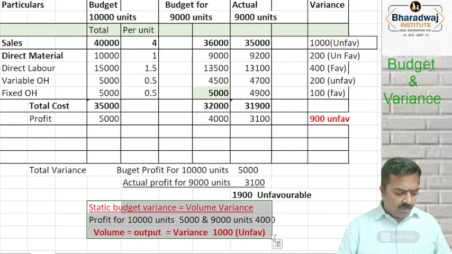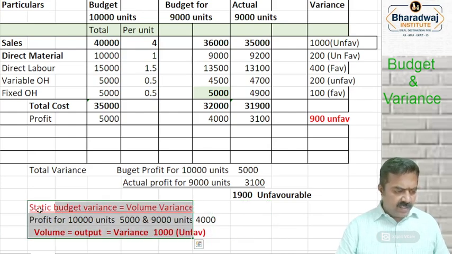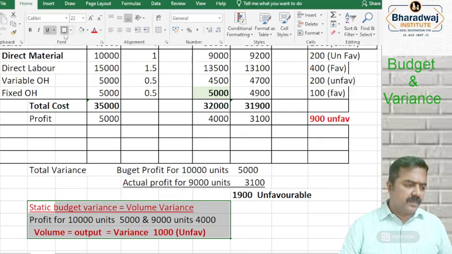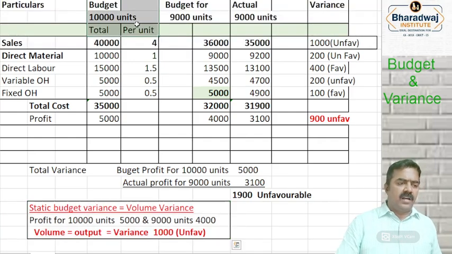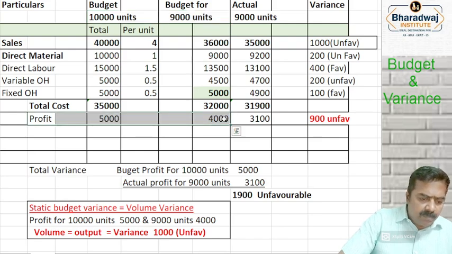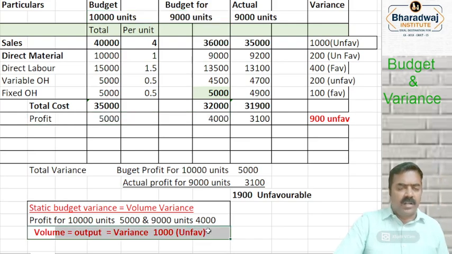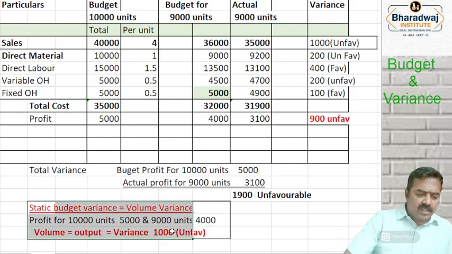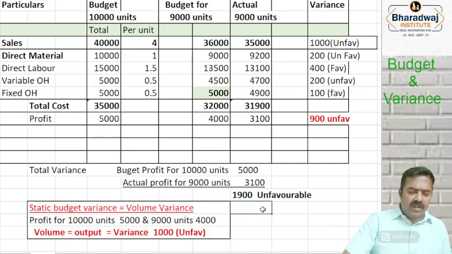So out of 1,900, the variance 1,000 arises because of the budget. Sir, we targeted 10,000 units, we sold only 9,000 units. So there is a variation of 1,000 units. Because of that, the profit changed by 1,000. That is called volume variance. Because of the volume, 1,000 we got lost.